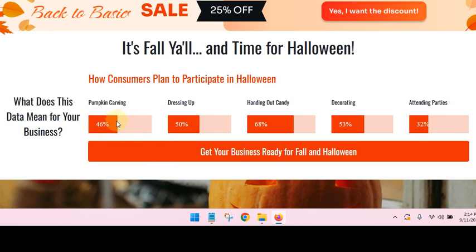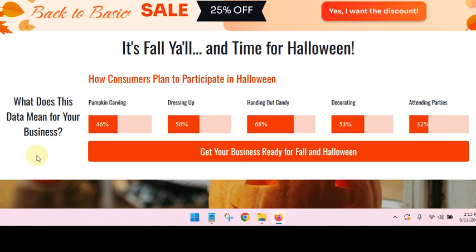Pumpkin carving is also another activity that people do during this time of year. People also do things like go on hay rides. They go to Halloween haunted houses and participate in those kinds of activities. So you may be able to put something together for your target audience that would tie in with that as well. So when I ask the question, what does this data mean for your business?